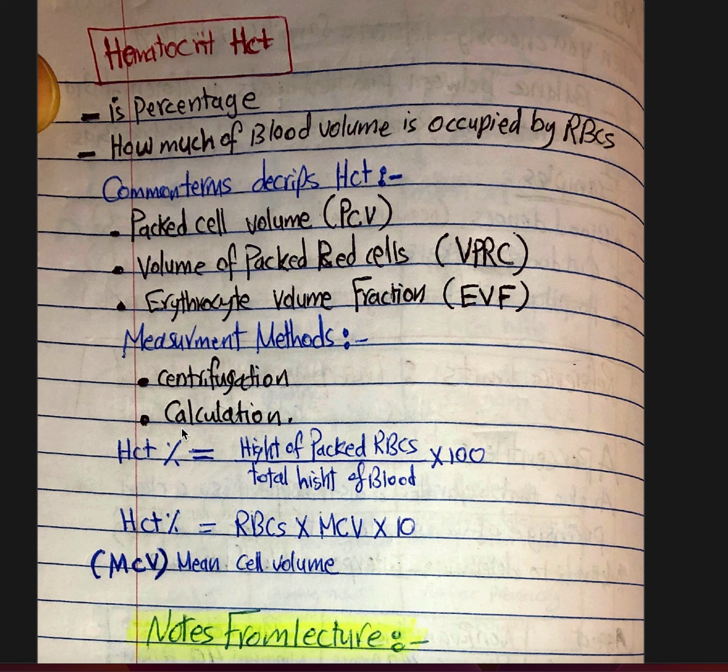Okay, and we're not talking about the plasma here, but we have to know that the plasma is composed of H2O, plasma proteins, and electrolytes, like sodium, potassium, chloride, and other things. The plasma proteins are subdivided into albumin and globulin, and the globulin into alpha, beta, and gamma. The gamma are antibodies. We will discuss all this later, but we have to know that for the hematocrit we have two calculations. The height of the packed RBCs divided by the height of the blood sample, multiplied by 100. Or RBCs multiplied by MCV, divided by 10.